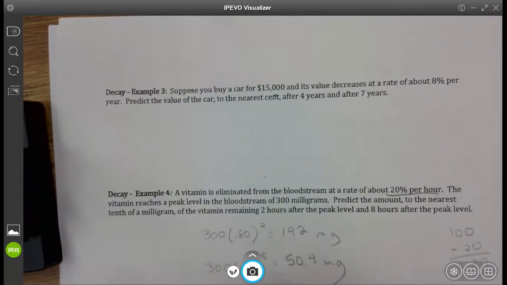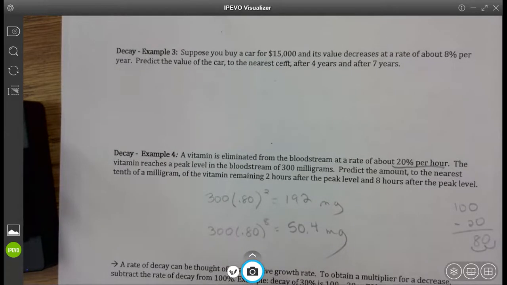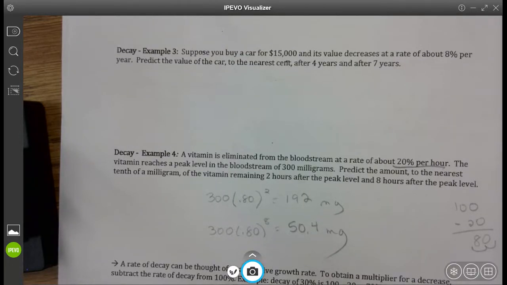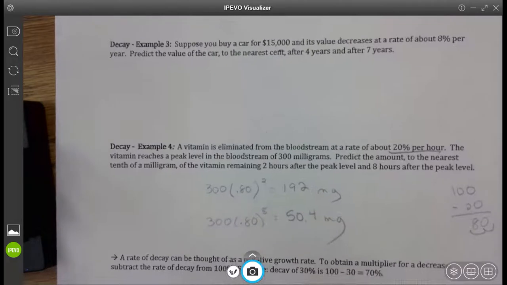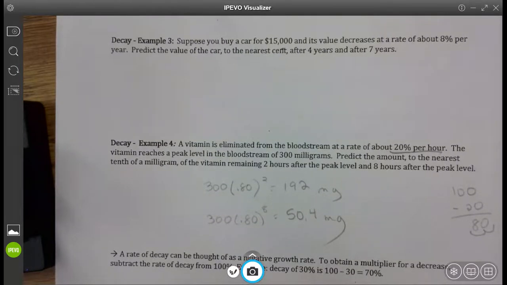Okay, but let's go back up here. Suppose you buy a car for $15,000. Now, we were talking about cars in class today. You're not going to find a brand new car for $15,000. Cars are so expensive. So it's probably a used car, but the values of cars decrease very quickly. So they're really not an investment because they're decaying, they're decreasing in value. So we talked about cars and how if you want to buy a new one, great. We're just talking about mathematically the values and what's best.